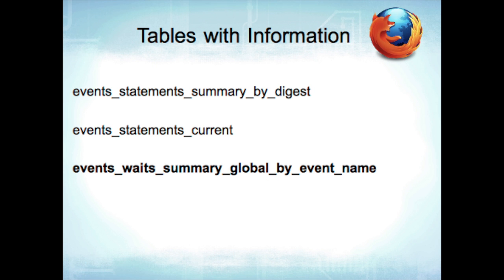So we looked at events statements summary by digest. We looked at events statements current. Now let's look at events waits summary global by event name. So let's take this last event name. So it's per event and it's a summary.